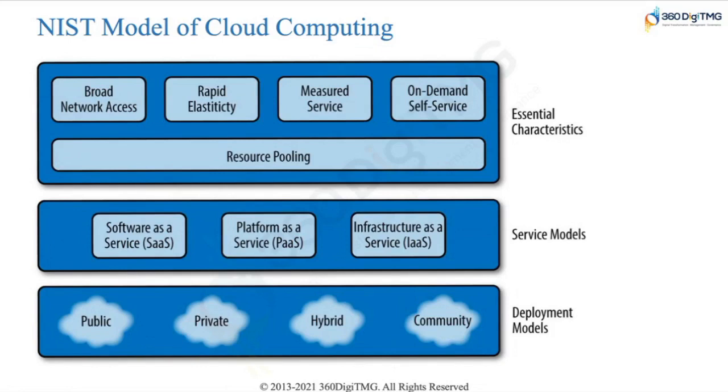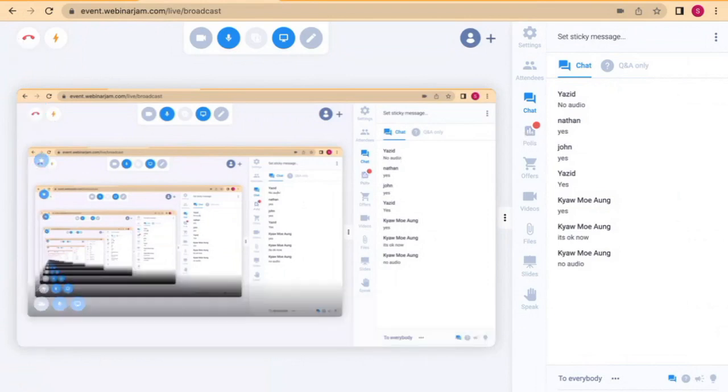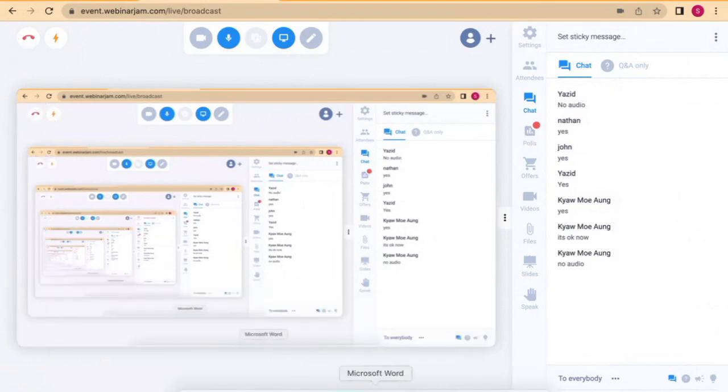Okay, and as of now, any doubts, guys? Is the concept of cloud computing clear? Okay, let me go back.